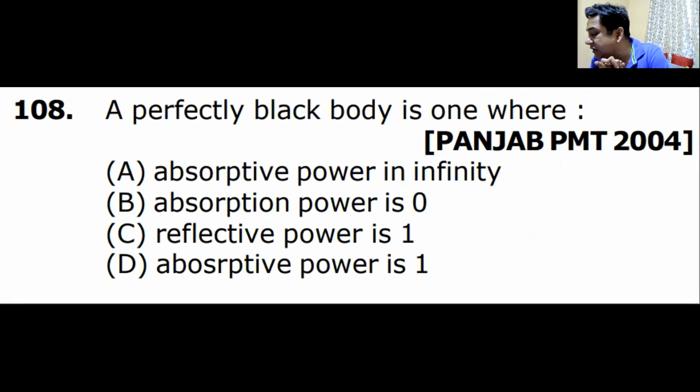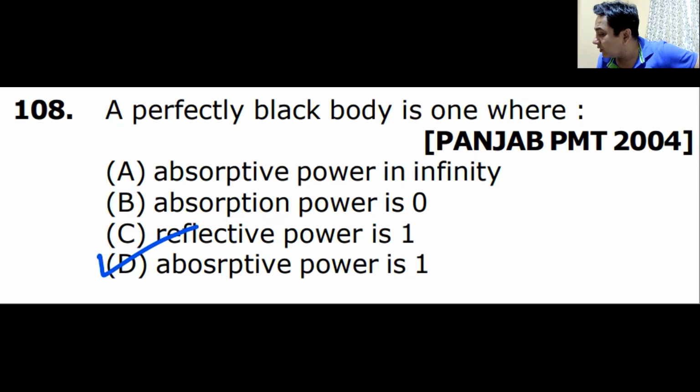A perfectly black body is the one where A, B, C, and D. Can I have your answers, please? And the option is number 4. The absorptive power is 1. That is a perfectly black body.